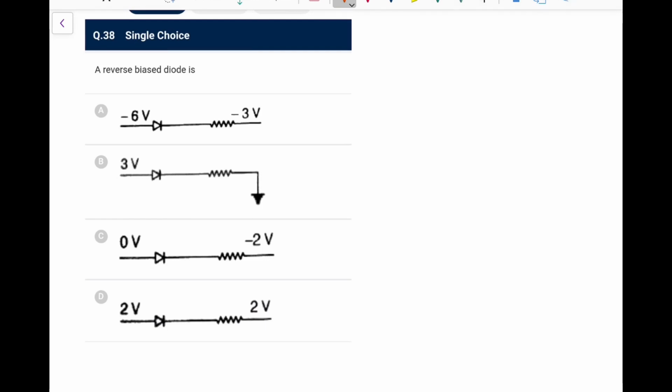-6, -3, definitely it is lower, so it is reverse bias. Sorry, it is at a lower potential, definitely P1, so it is a reverse bias one. So go for option A, no need to check further.